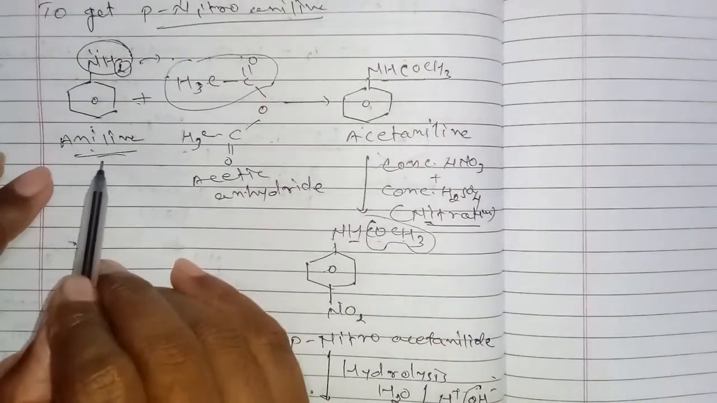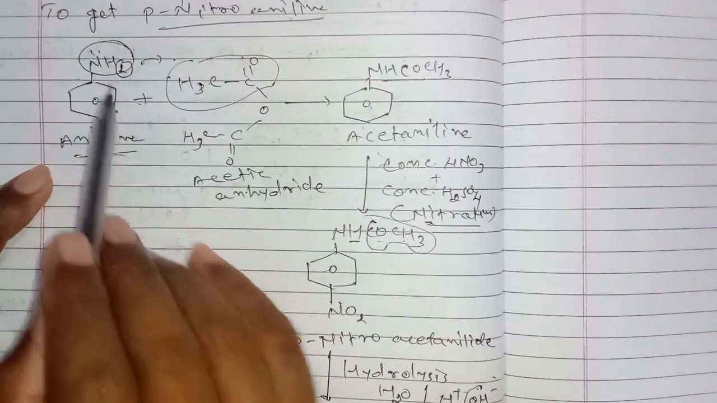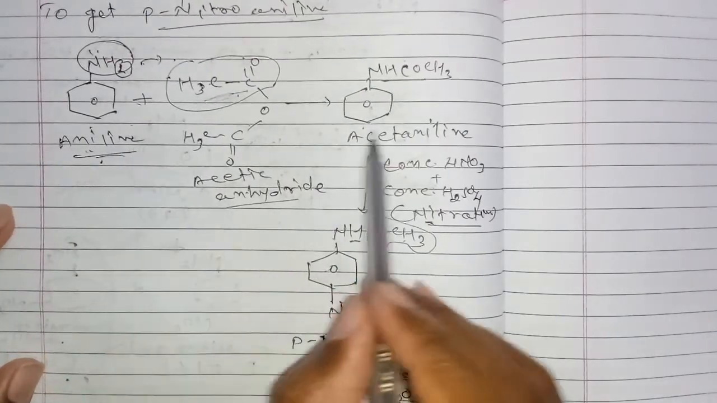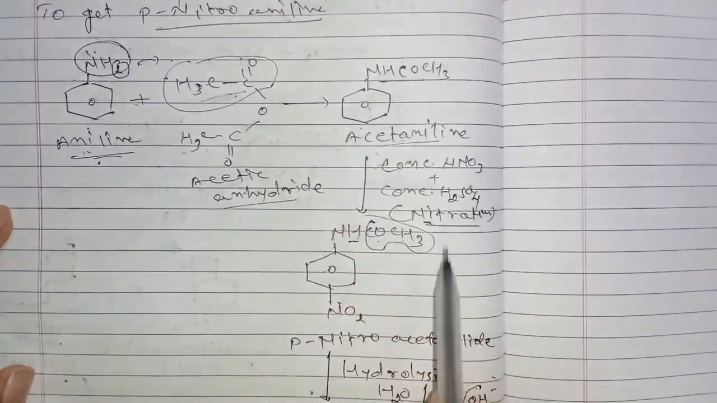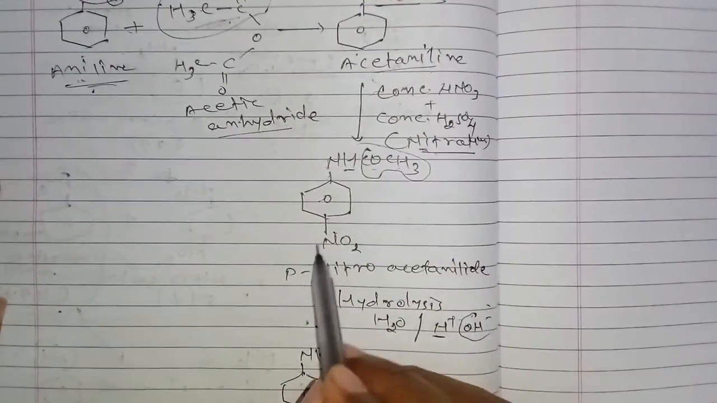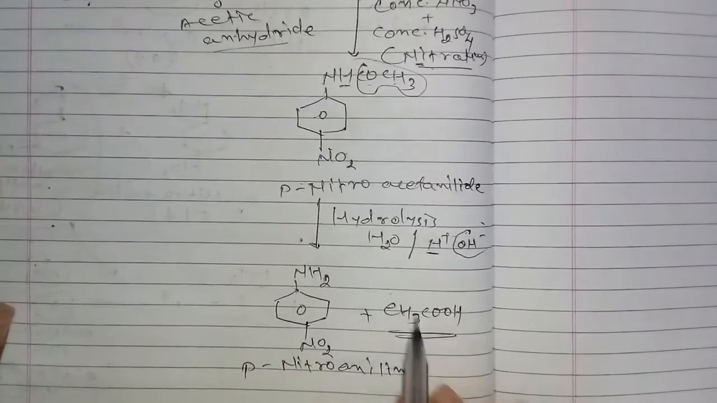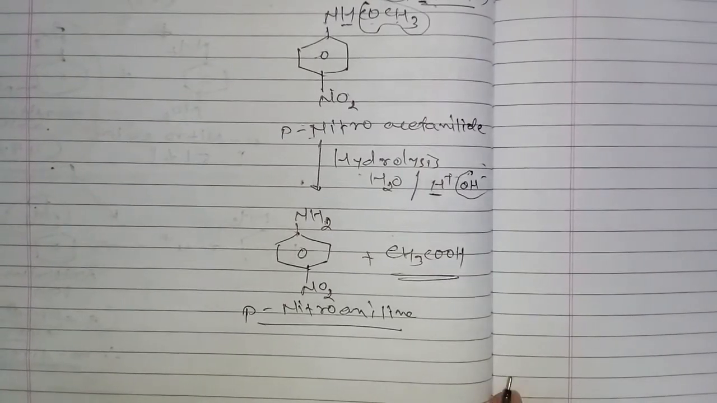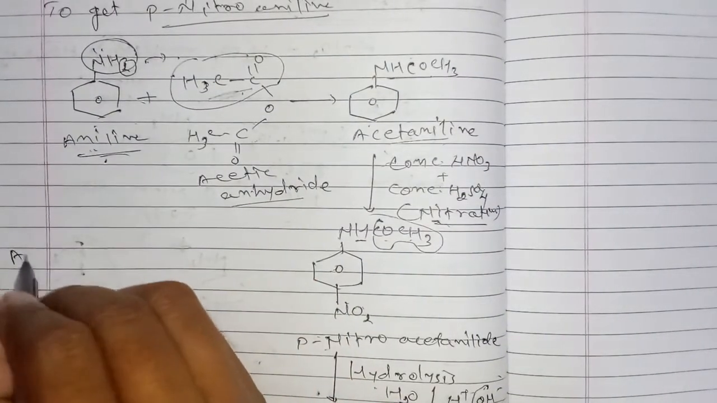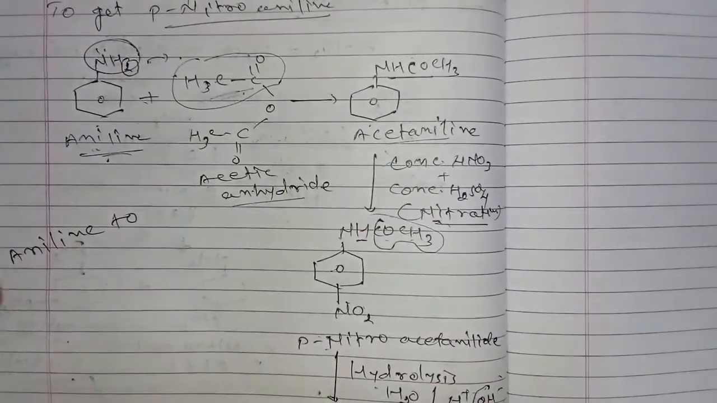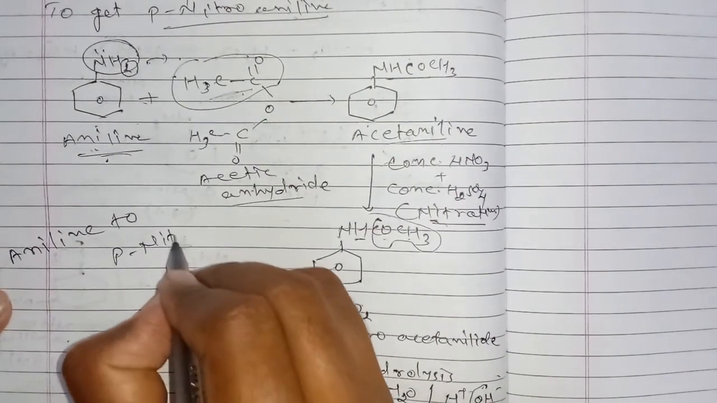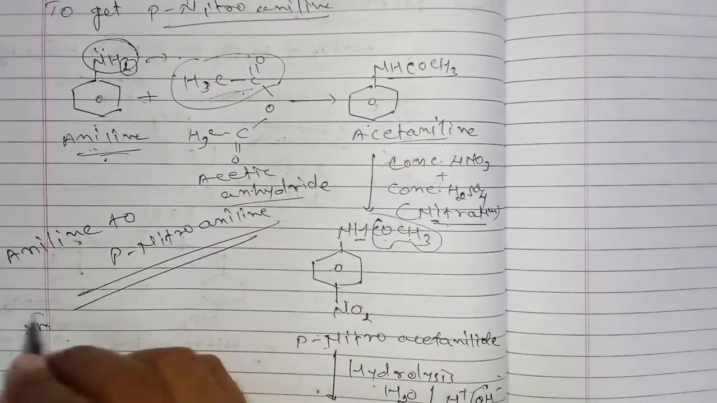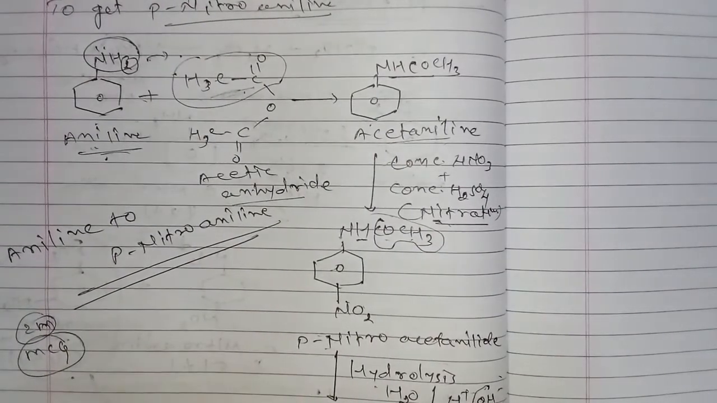In the first step, the amino group is protected by acyl group. So aniline interacts with acetic anhydride and it forms acetanilide. Acetanilide on nitration is converted to para-nitroacetanilide, which is further hydrolyzed and converted to para-nitroaniline. So this most important conversion from aniline to para-nitroaniline is for 2 marks or MCQ.